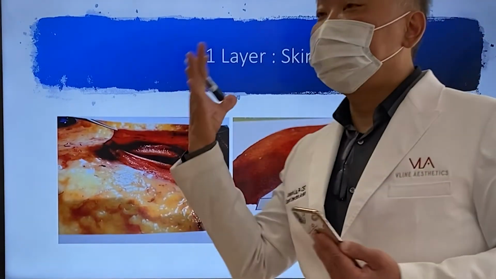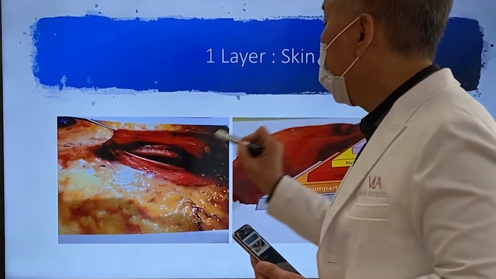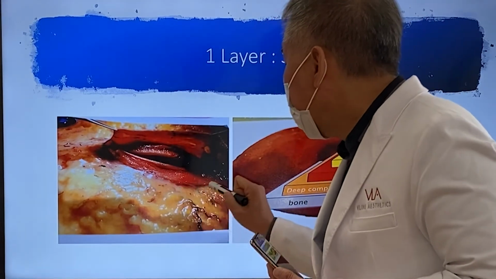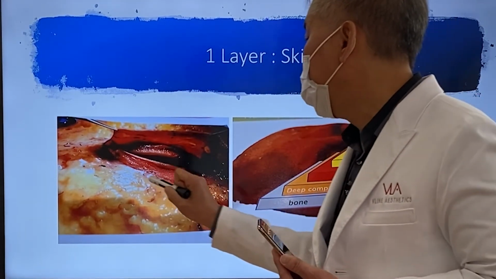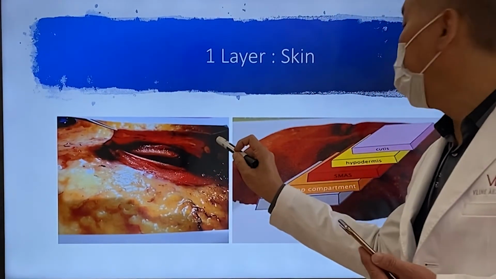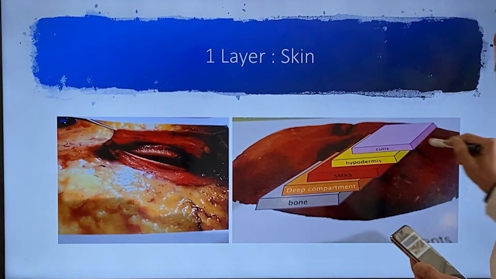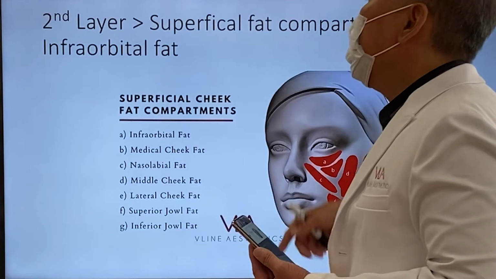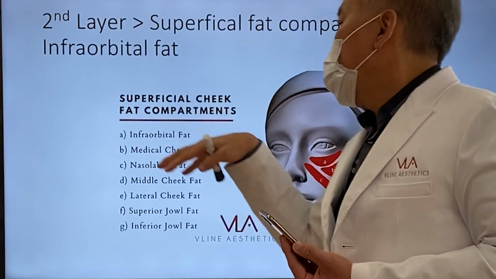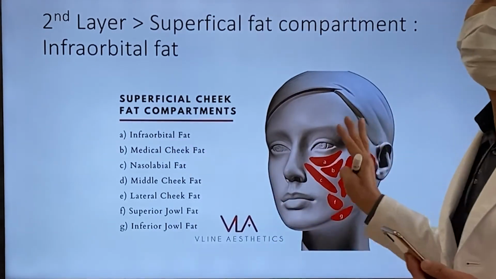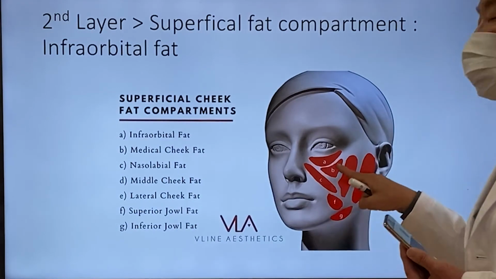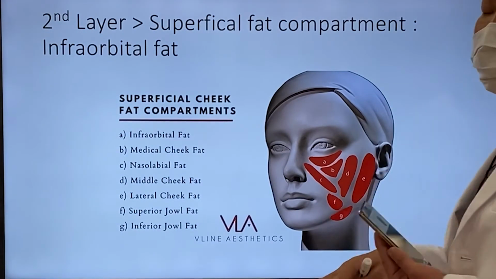All right, let's go through the 5 layers. Here's the skin, okay? We're talking about eyes, right? So here's the eyelid, the skin that's been removed, showing some of the muscle here. Now here's the skin, very thin. Again, cutis means skin. 2nd layer, superficial fat compartment. There's a bunch of them, you need to memorize this as an injector so you don't put stuff in the superficial fat compartment when you're not supposed to.